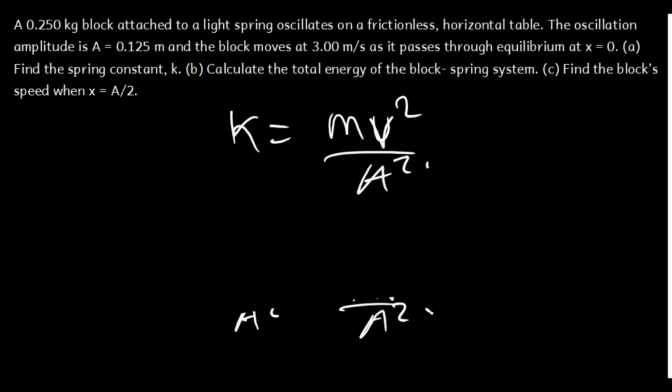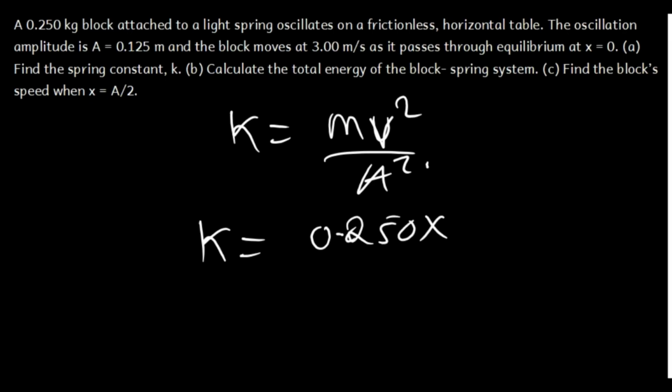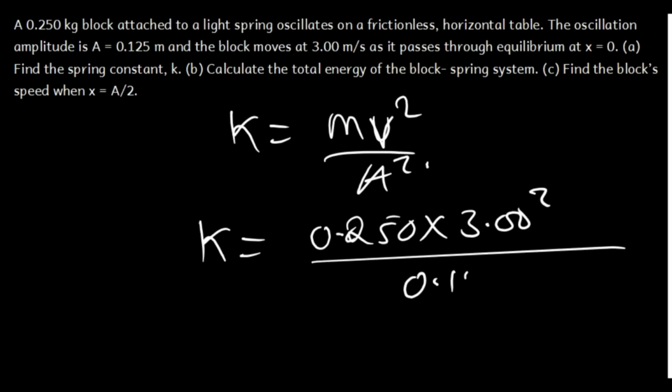So it's just a matter of us now plugging in the values to see the value of K. So K will be equal to, the mass is 0.25 times the velocity is 3.00, now we need to square it, divided by the amplitude 0.125, now we square it. So what will be the value of K?